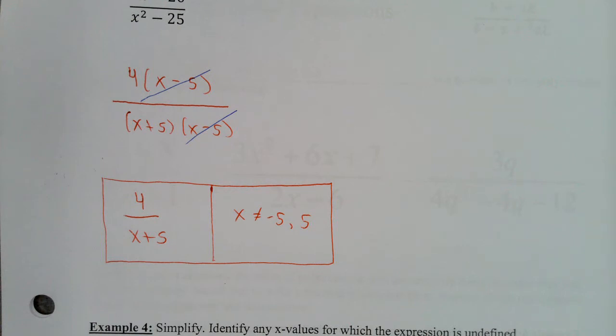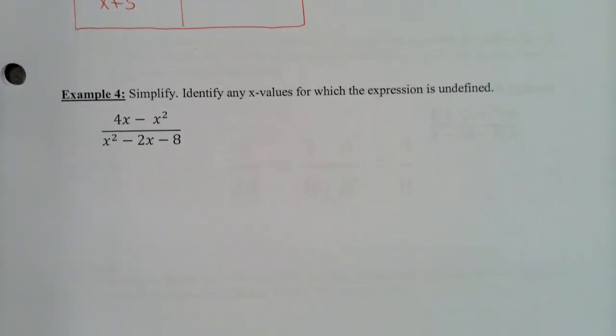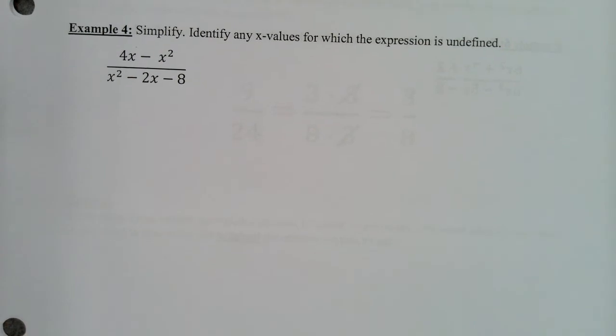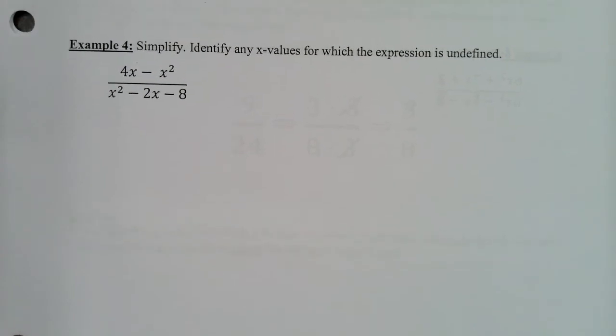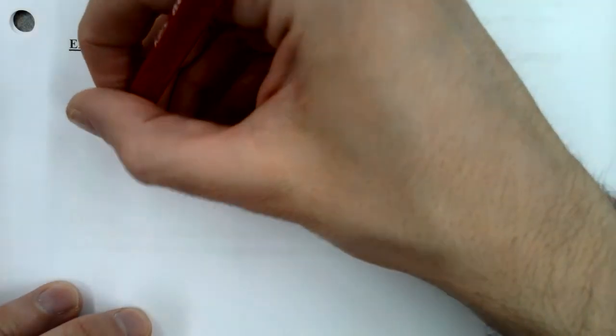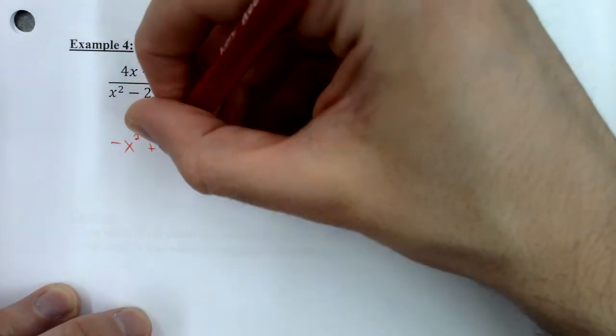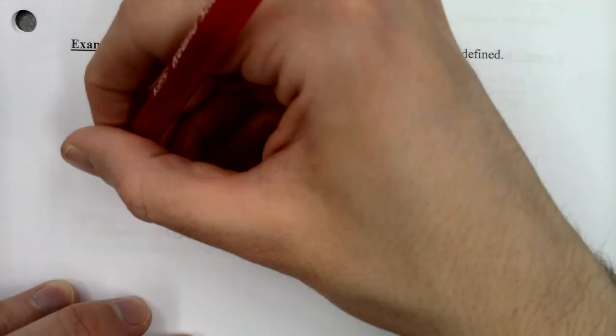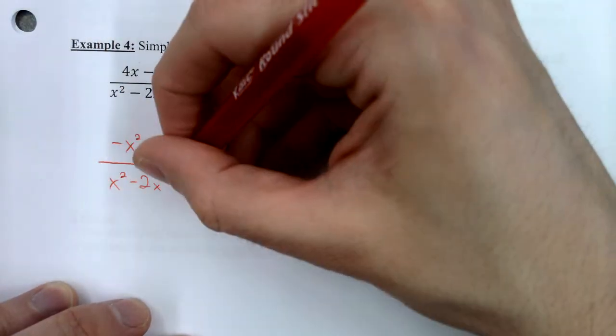Let's move on to example 4. What I'm going to do for this one is rewrite the numerator in standard form, because I like to have it in standard form. I'm going to rewrite that as -x squared plus 4x, over x squared minus 2x minus 8.